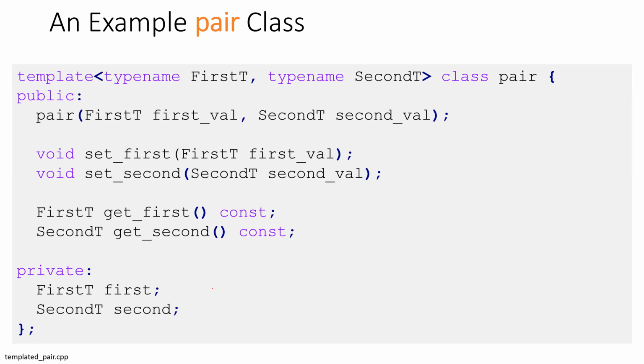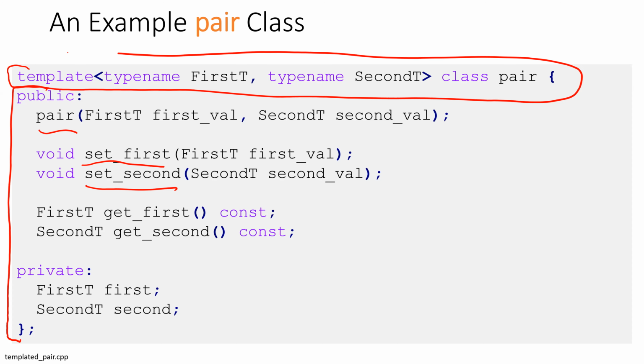So this is basically just the class definition. It looks like a normal class definition. It says there are public functions. This is a constructor. This is a setter for the first member. This is a setter for the second member, and so on. But before I write that class, I put this template prefix, just like I did for functions. Again, it has the keyword template, this funny angle bracket, and type name. But this time there are two of them, one called first T and one called second T.